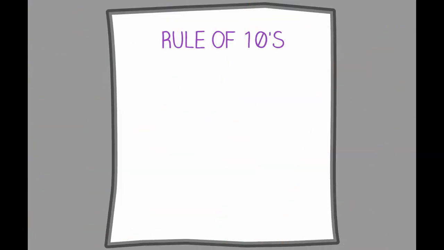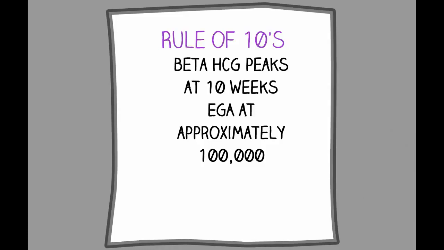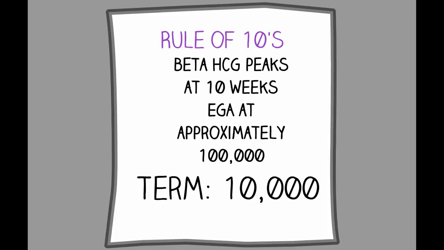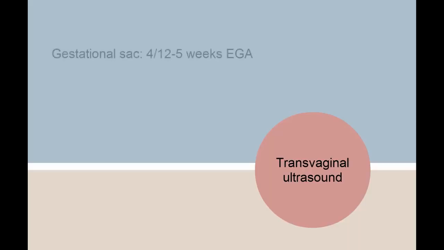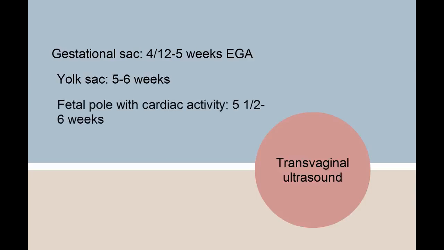The rule of tens is a simple way of remembering some important beta-HCG landmarks. The beta-HCG peaks at approximately 10 weeks estimated gestational age at approximately 100,000. It then decreases, and at term it's about 10,000. On transvaginal ultrasound, a gestational sac can usually be identified around 4.5 to 5 weeks estimated gestational age, a yolk sac between 5 and 6 weeks, and a fetal pole with cardiac activity between 5.5 to 6 weeks.